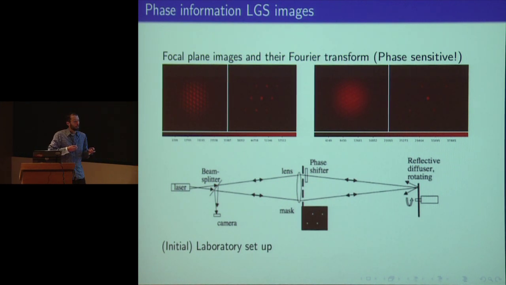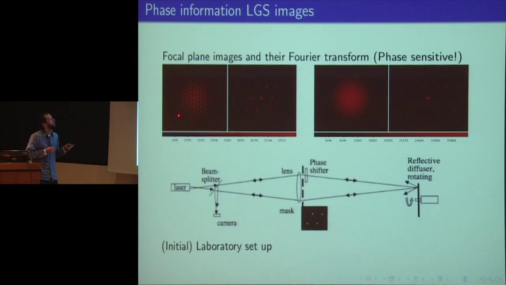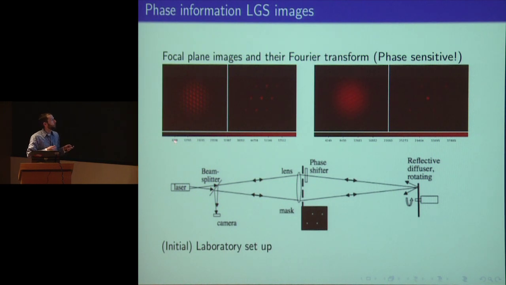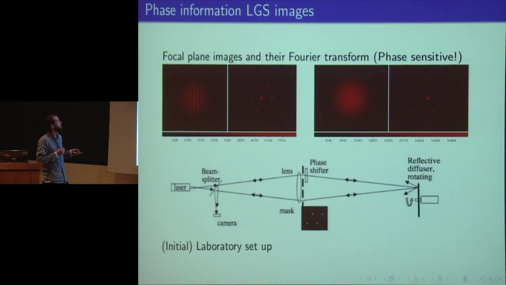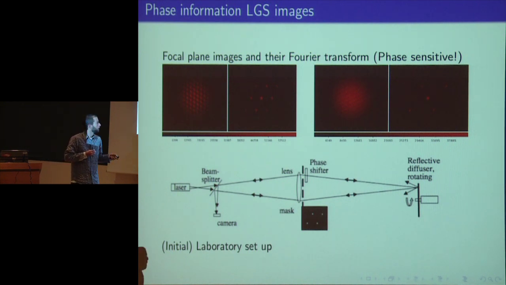I've started to make an initial laboratory setup to simulate this. These are actually computer simulations, and I would like to validate this in the laboratory. A way to simulate this is that you have a laser, and then this laser shines light through a mask that simulates your quadruplet of mirrors. That is, this is your pupil. And then you have a moving diffuser. You essentially have a motor with a reflective diffuser.